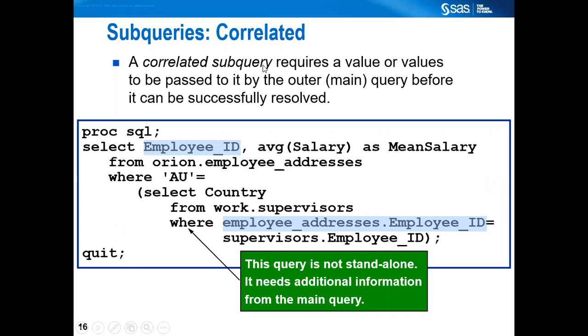So see, your correlated subquery requires a value or values, either a single value or multiple values, to be passed to it by the main query or your outer query before it can be successfully resolved. All right. See how it's written. So your outer query is passing this value to be subset on the country column, which is queried from this query. All right, everyone. So this is called a correlated subquery. This query is not standalone. It needs additional information from your main query.